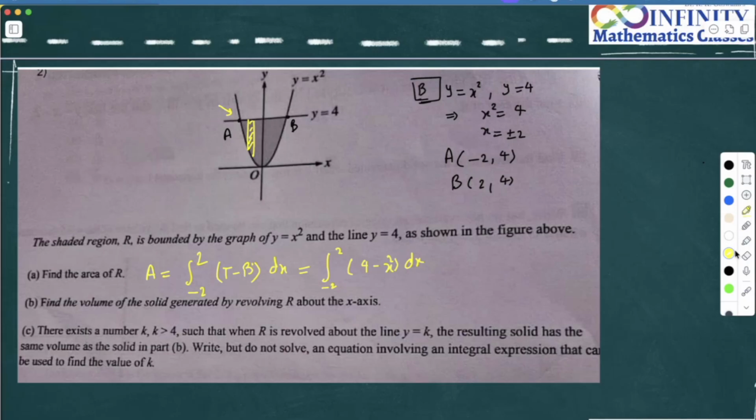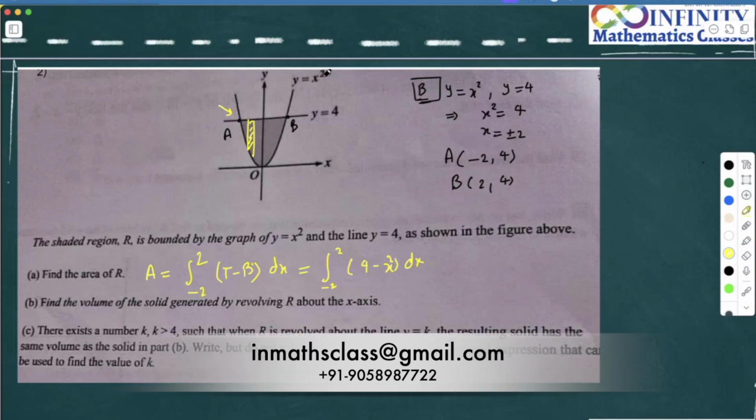No doubts? No doubt. Find the volume of the solid generated by revolving R about the x-axis. When you revolve it about the x-axis, okay, you will be getting a volume. How are you going to get that?